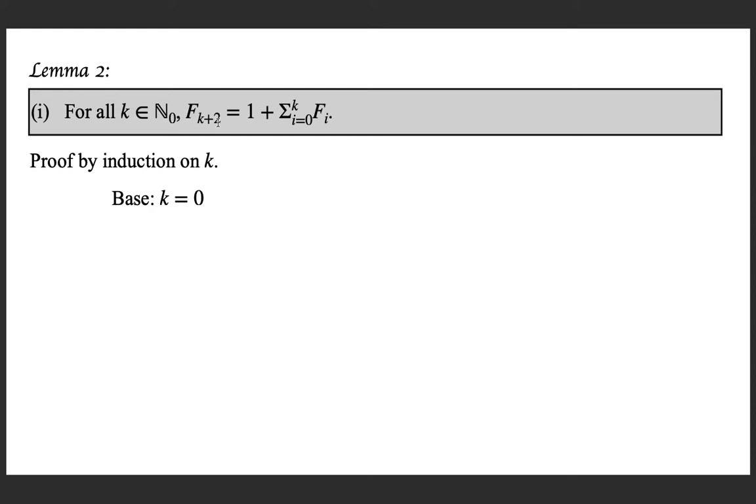Base case, when k equals 0. I hope you remember the Fibonacci sequence. We want to prove that when k equals 0, it is 1 plus this summation. The value of k is 0. So for i equal to 0, sigma f_i. f0 is 0, that you know. So the result is 1 plus 0, which is 1, which we know is f2. f2 is 1. That is what we know about the Fibonacci sequence. So the base case is done.